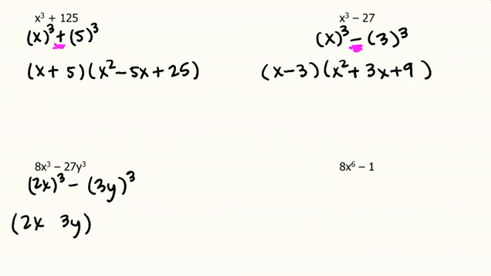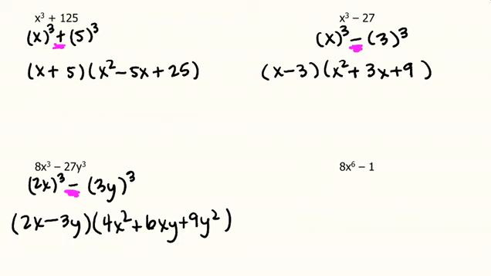If I square 2x, I'll get 4x squared. If I multiply 2x and 3y, that's 6xy. And if I square 3y, I'll get 9y squared. Again, I've got a minus over here, so it's the same, opposite, always positive.